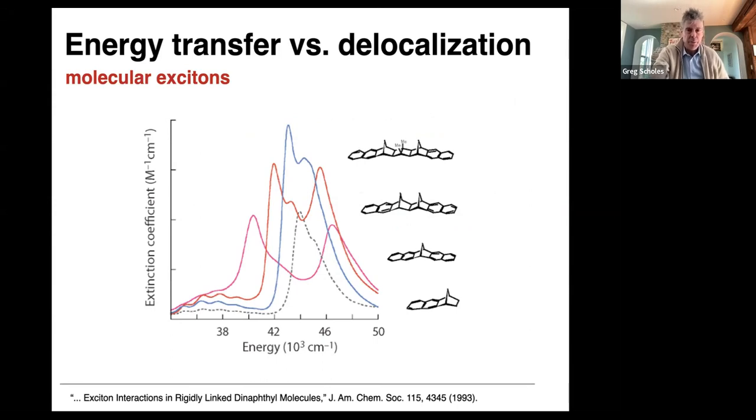And you see in these spectra here, absorption spectra of these two naphthalenes attached together by this bridge, that the absorption spectrum does not look like that dashed line, the monomer, just the one naphthalene. It's split, it's crazily different. And this is because the states are quite different.